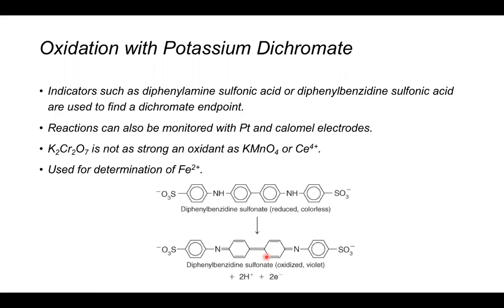The violet color is quite strong. And so we see this oxidized version, which happens whenever we reach the endpoint, because at the endpoint, remember, there will be no more iron 2 plus to be oxidized. And so we'll end up immediately using this to oxidize the indicator, which will cause this to change color. So this is our diphenylbenzidine sulfonate. It has been oxidized, so it has lost electrons. So the electrons are given out.